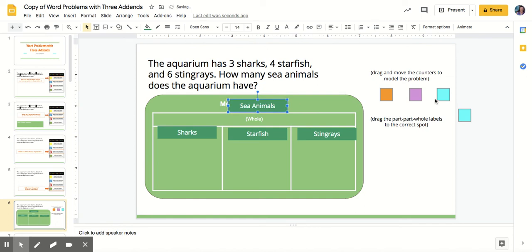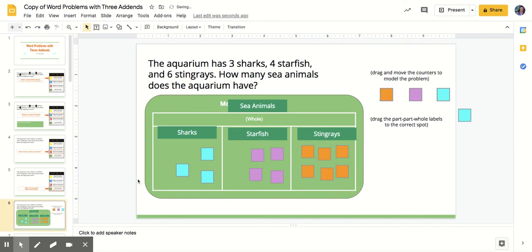Now I'm going to use these little squares here to represent each of the animals. So I have three sharks. So I'm going to use the blue squares for sharks. So 1, 2, and 3. We have four starfish. So I'm going to use pink for the four starfish. And then last but not least, we have stingrays. We have six. So I'm going to click and drag these over to make 6: 4, 5, and 6.